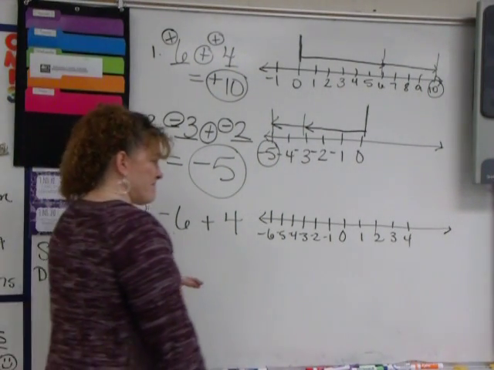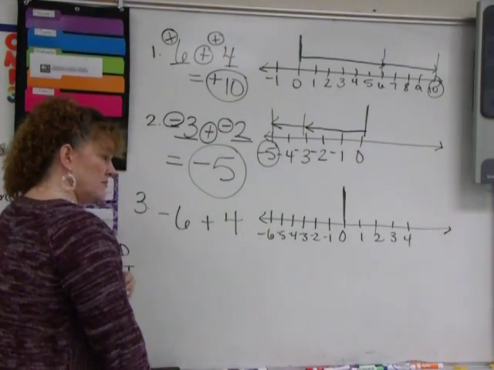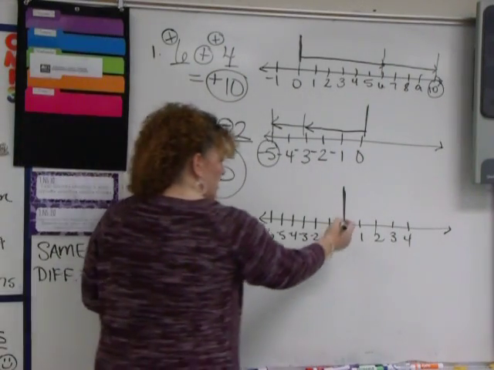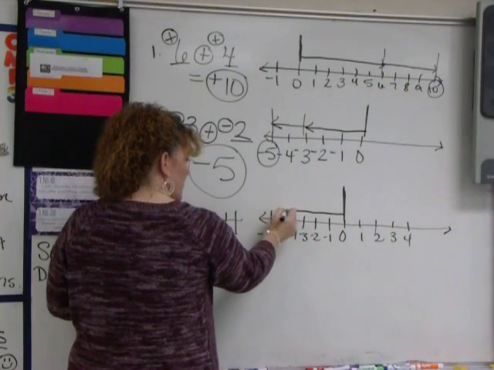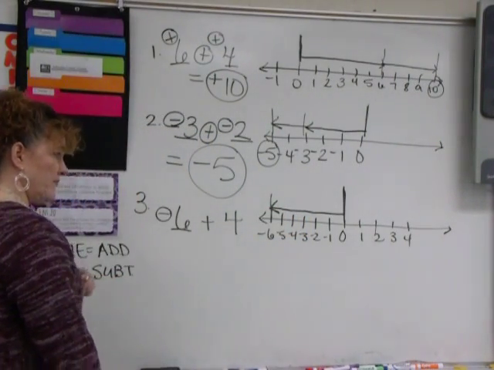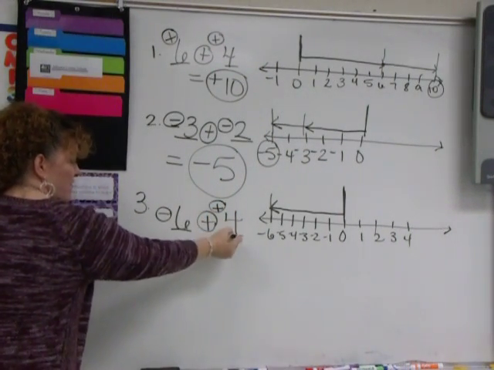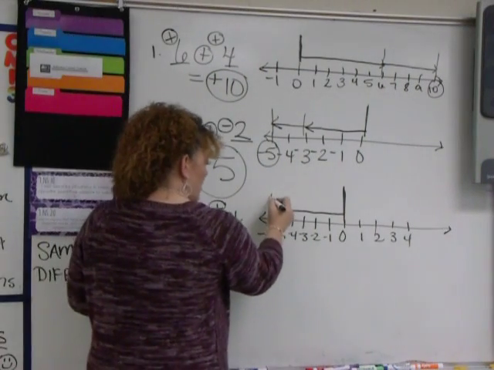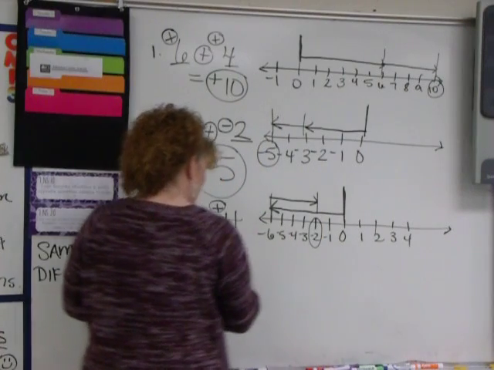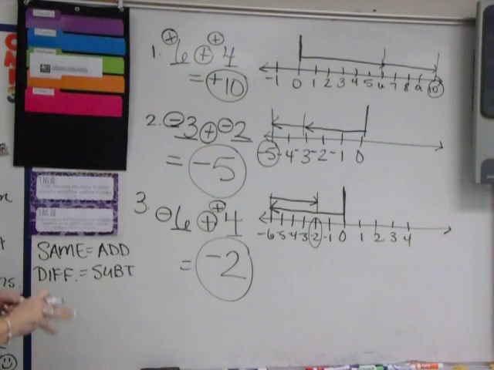I start at 0 always, and it says I move to the left 6 times. 1, 2, 3, 4, 5, 6. I'm right here at -6. It says then I move to the right 4 times. 1, 2, 3, 4, and I end up right here at a -2. So -2 is your answer.